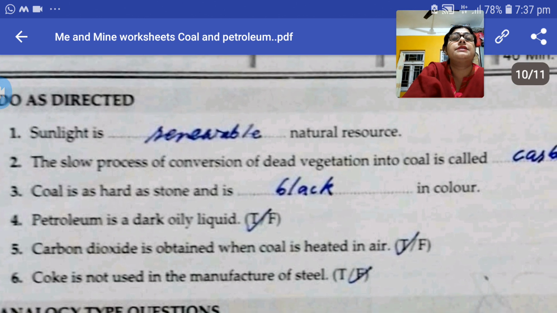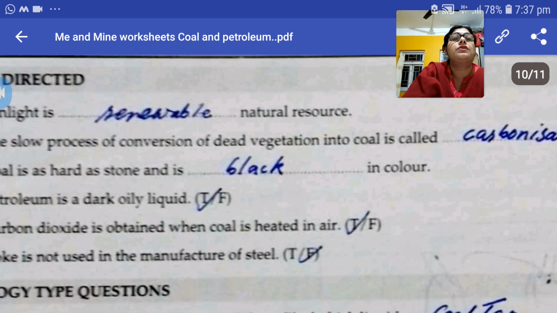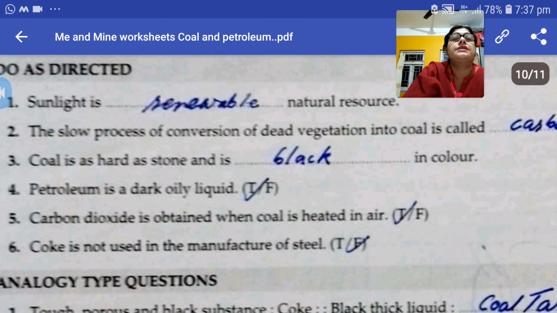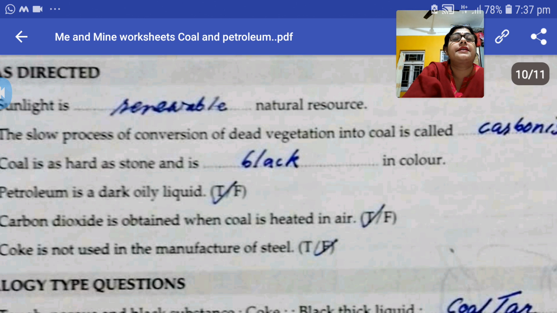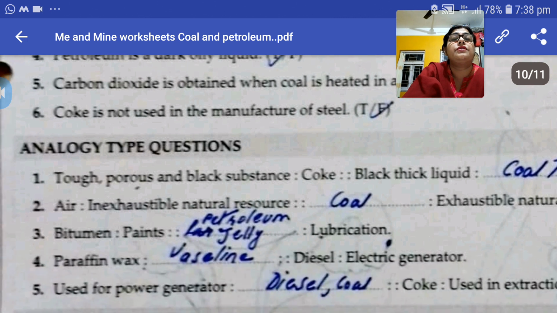This is fill in the blanks. Sunlight is renewable natural resources. The slow process of conversion of dead vegetation into coal is called carbonization. Coal is hard as stone and is black in color. So petroleum is a dark oily liquid. That is true. Okay. Petroleum is called black gold, dark oily liquid. Carbon dioxide is obtained when coal is heated in air. True. Coke is not used in the manufacture of steel. False. Coke is used in the manufacture of steel.